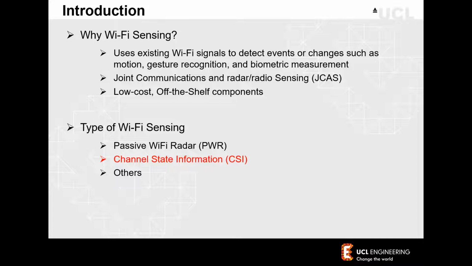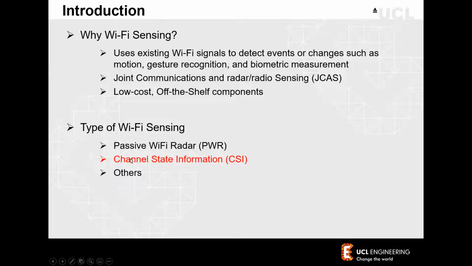There are two types of Wi-Fi sensing. Firstly, it's what we call the passive Wi-Fi radar, or the PWR. This is the radar which I have done several times. It's based on passive radar technology, and it uses the Wi-Fi signal. Because this is a passive solution, the PWR doesn't have direct control of the Wi-Fi signal. It only listens to the Wi-Fi signal. So it can be a solution, but probably not the best solution.